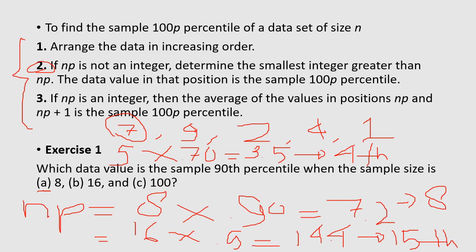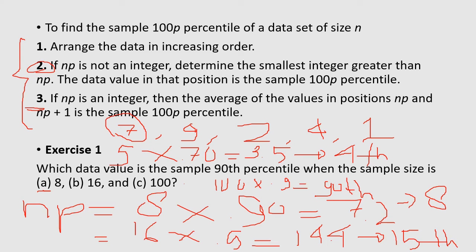That means the 90th percentile is the highest score in a dataset. Now you calculate the np. So 100 times 90 will give us an integer. So if you see, 100 times 90 gives us 90. So that means the 90th position in a data set. Now it is an integer, right? So we have to look at the third point. If np is an integer, then the average of the values in positions np and np plus 1 is the sample 100p percentile. So what do you do?